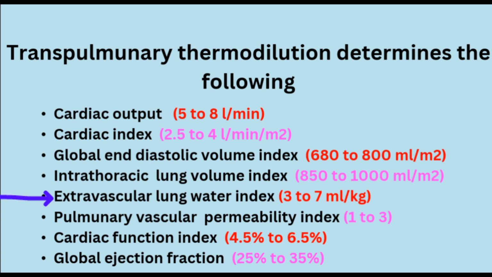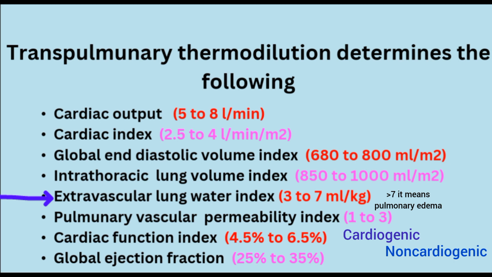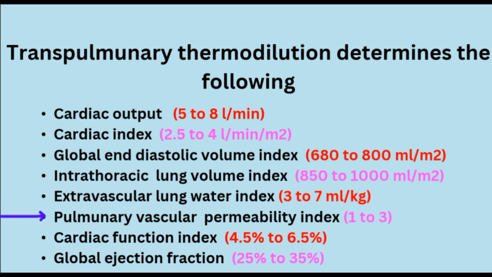Then extravascular lung water index is the volume outside the vessels of the lungs, like in the interstitium. Its normal value is 3 to 7 milliliters per kg. If it's greater than 7, it indicates pulmonary edema. As you know, there are 2 types of pulmonary edema. One is cardiogenic pulmonary edema, and the other is non-cardiogenic pulmonary edema. So this pulmonary vascular permeability index tells about the type of pulmonary edema. If it is within 1 to 3, it indicates cardiogenic pulmonary edema. If it is greater than 3, then this means a person is suffering from non-cardiogenic pulmonary edema.